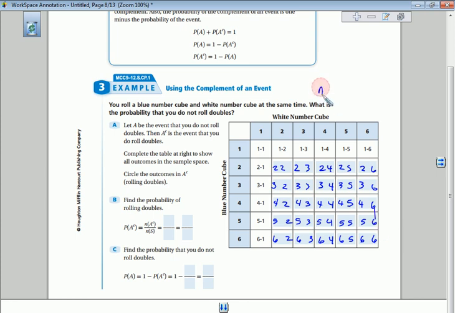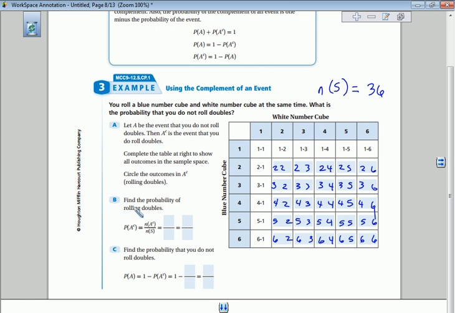So, what is n of s? When I roll 2 dice, how many different possibilities are there? 36. And we see them right there. There are 36 possibilities. Okay.